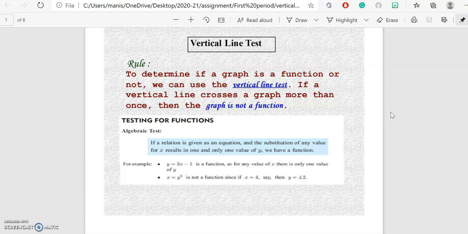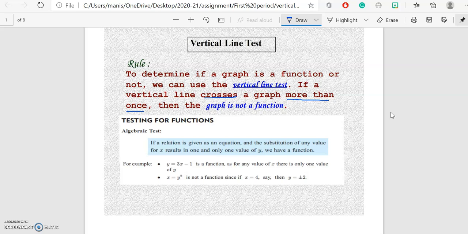Rule. To determine if a graph is a function or not, we can use the vertical line test. If a vertical line crosses a graph more than once, then the graph is not a function. I will reiterate myself. If a vertical line crosses a graph more than once, then the graph is not a function.